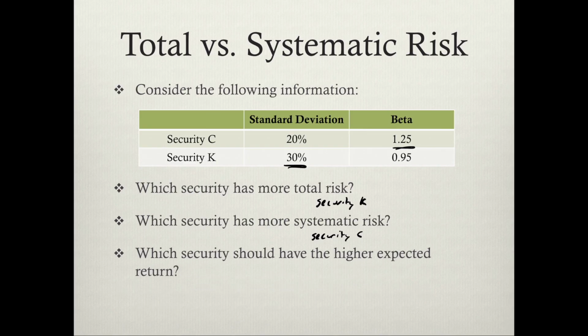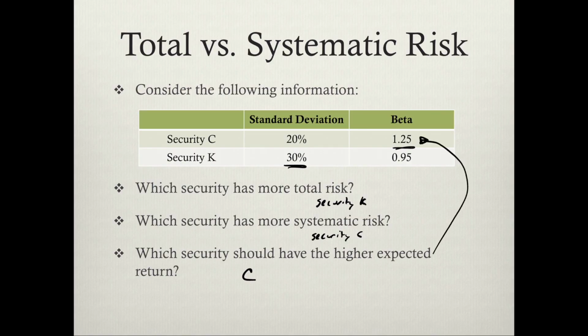So which security should have the higher expected return? This is where we understand that you are compensated for the amount of systematic risk that you take. So security C should have the higher expected return. Even though security K has more total risk, we should be able to diversify away some of that unsystematic portion. We should be able to diversify away that firm-specific risk, and we should only be compensated for the amount of market risk that we take. So a greater risk premium here is due for security C, since we are taking on more systematic risk.